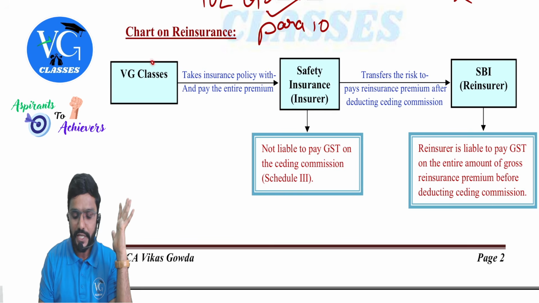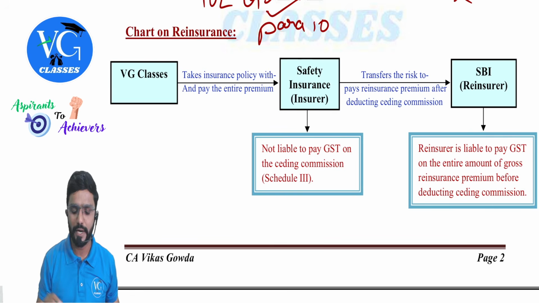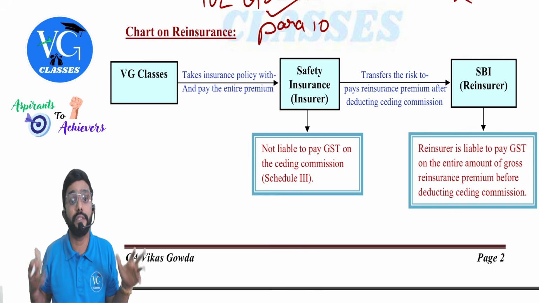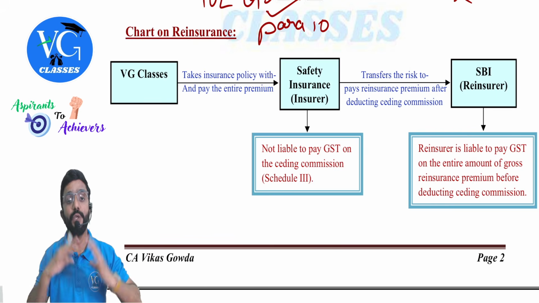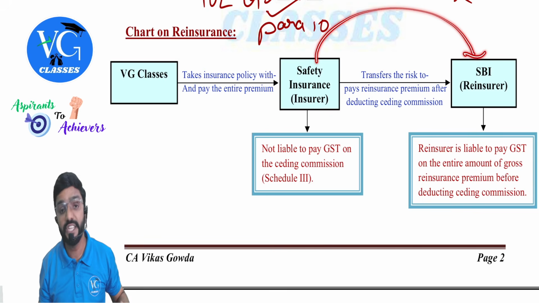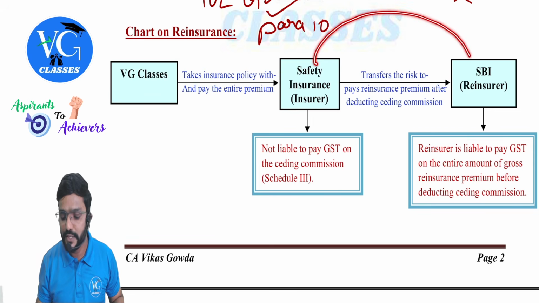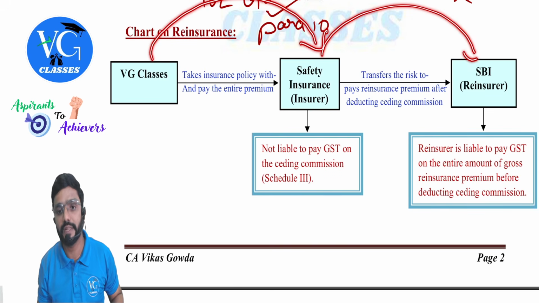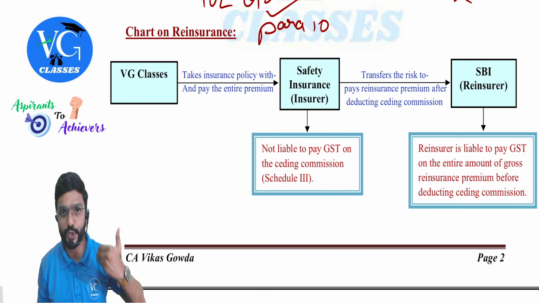Now, VG Classes has communicated and taken the policy, everything, with whom? With Safety Insurance, and pays the entire premium to whom? Safety Insurance. But Safety Insurance didn't feel safe. They thought the amount involved in this policy is huge. Let me reinsure that with SBI. They are the better people to handle this. So what Safety Insurance did was, whatever policy VG Classes has taken with them, they reinsured it with SBI. So SBI, I am calling them the reinsurer.